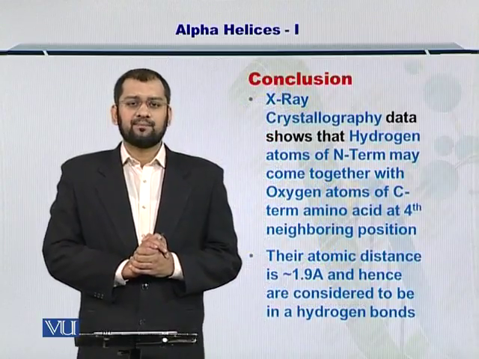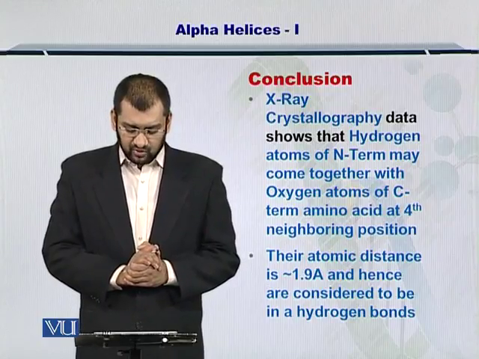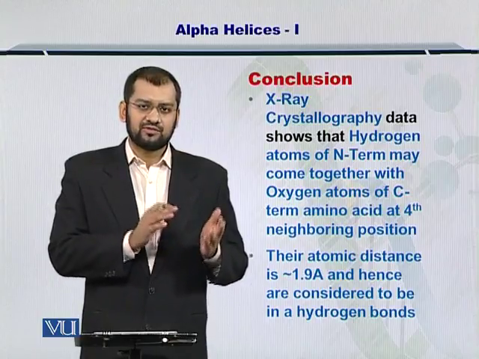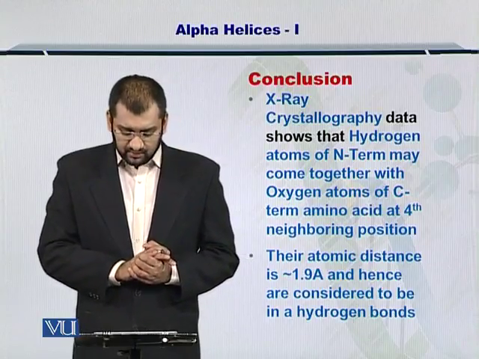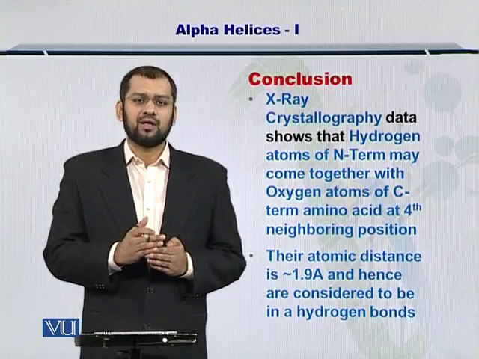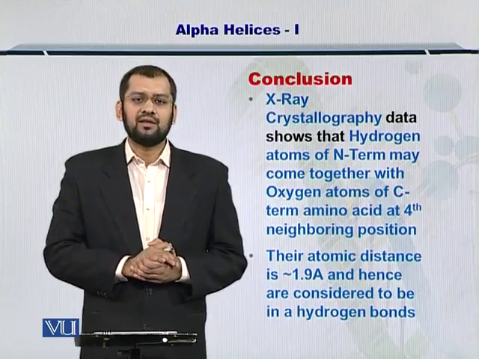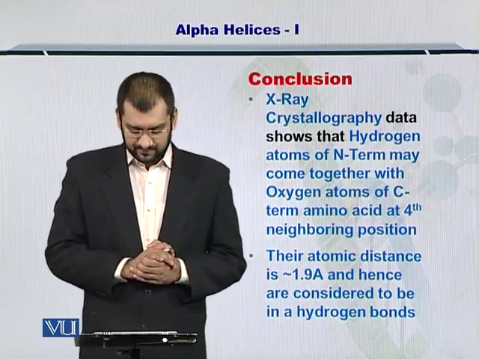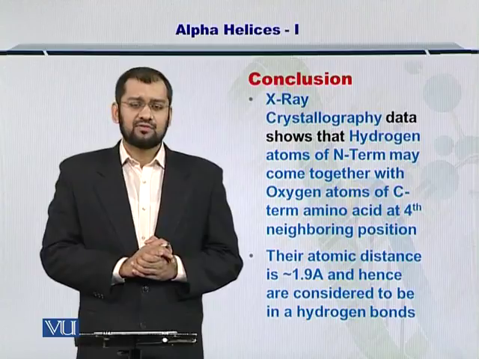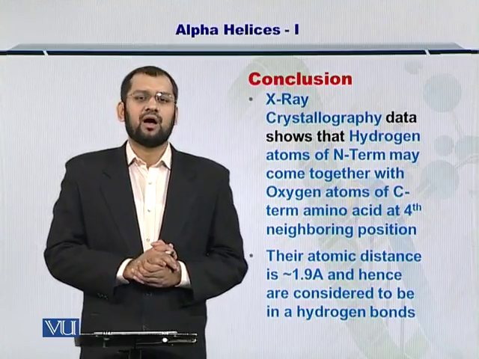So in conclusion, the X-ray crystallography data shows us that the hydrogen atom of the N terminal may come together with the oxygen atom of the C terminal, and this should be at the 4th position immediately following the N terminal, and if this happens repeatedly, then an alpha helix is formed. The interatomic distances are about 1.9 angstroms, which is almost equal to a hydrogen bond.